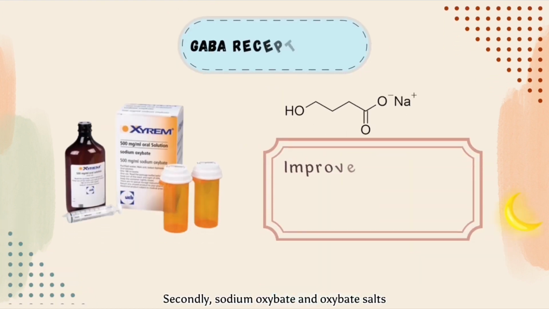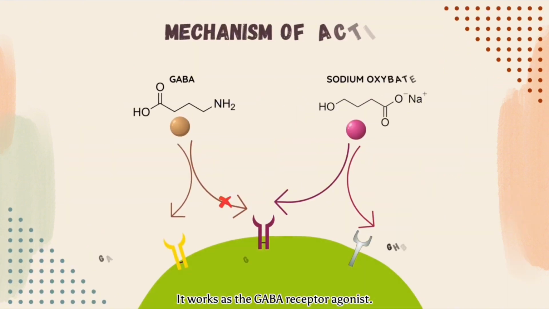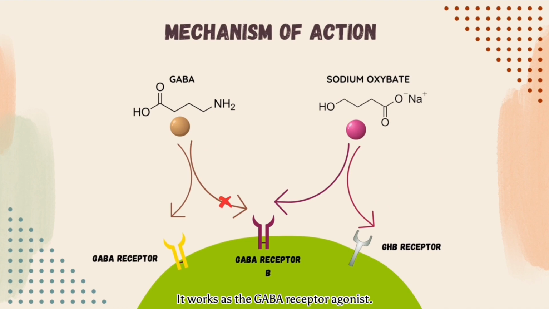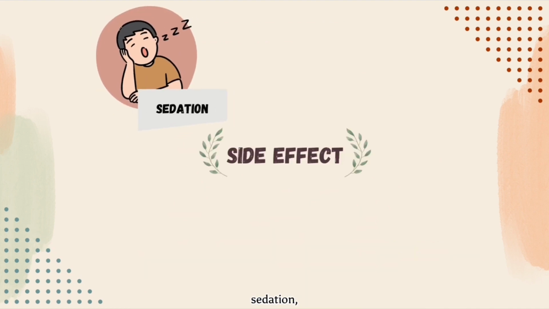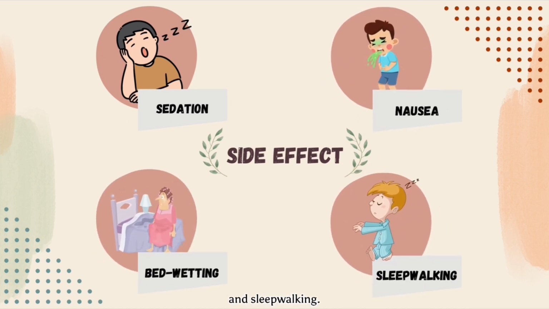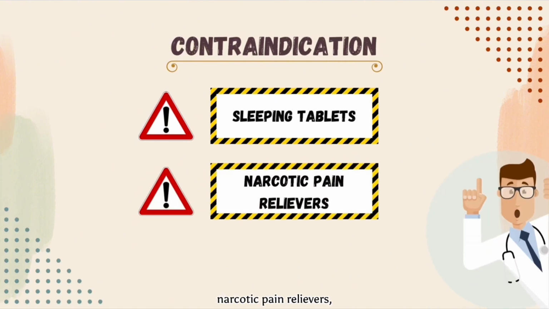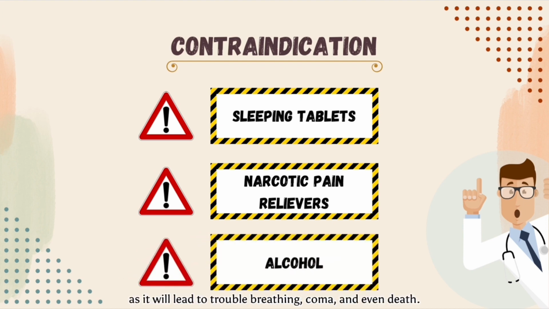Secondly, sodium oxybate and oxybate salt may improve nighttime sleep and control daytime sleepiness. It works as a GABA receptor agonist. However, oxybate salt can cause sedation, nausea, bedwetting, and sleepwalking. They are also contraindicated with other sleeping tablets, narcotic pain relievers, and alcohol, as it will lead to trouble breathing, coma, and even death.